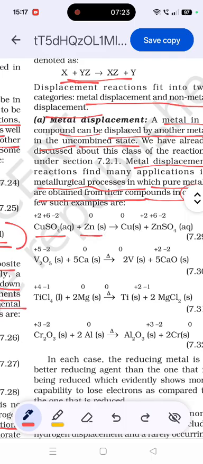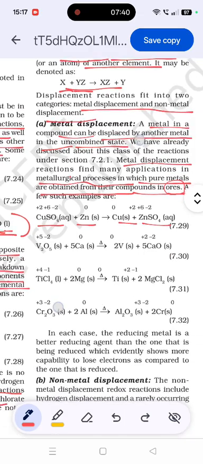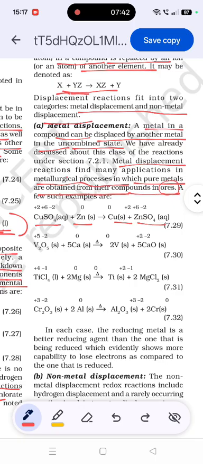Here the oxidation state of copper is plus 2, sulfur is plus 6, and oxygen is minus 2. Zinc is in the elemental state, so its oxidation state is 0. Then copper also 0. Then zinc sulfate is plus 2, plus 6, minus 2 respectively. Then when V2O5 reacts with calcium, we get V and calcium oxide.